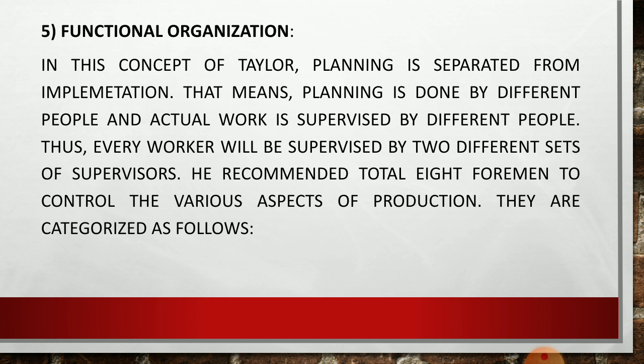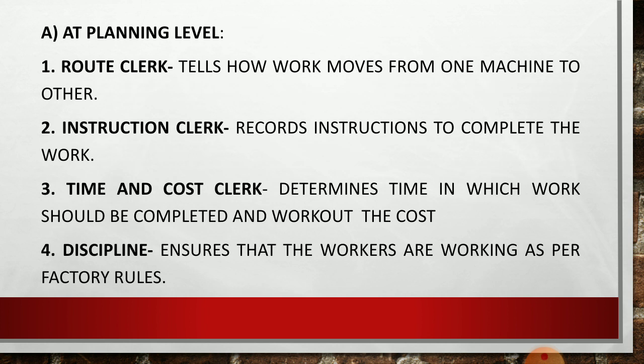Next is functional organization. In this concept, Taylor planning is separation from implementation. He has focused the whole organization in two parts, that is planning and implementation. He said that planning is done by different people and actual work is performed by different people. Thus, every worker will be supervised by two different sets of supervisors. He has recommended a total of 8 foremen to control the various aspects of production, and they are at planning level and at implementation level. At a planning level, it is divided into 4 parts, that is route clerk, instruction clerk, time and cost clerk, and discipline.